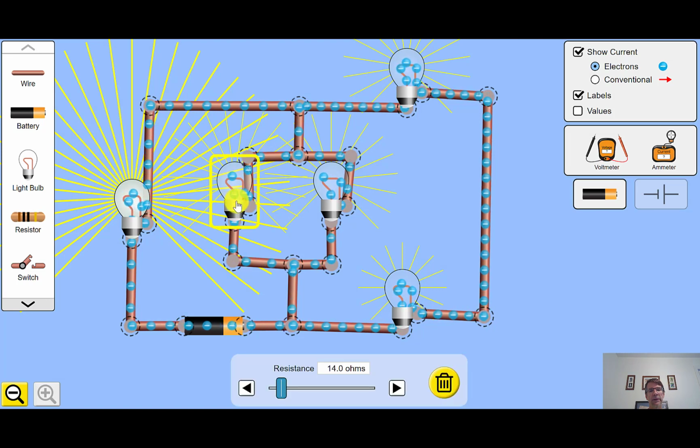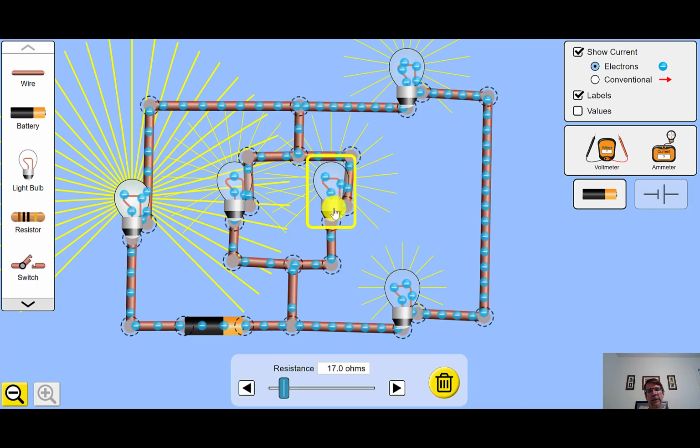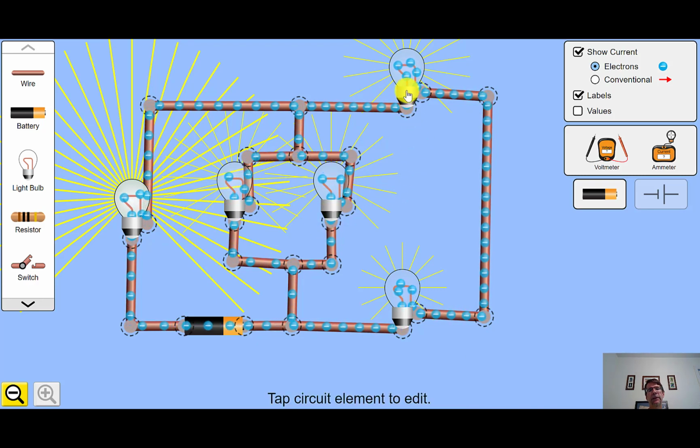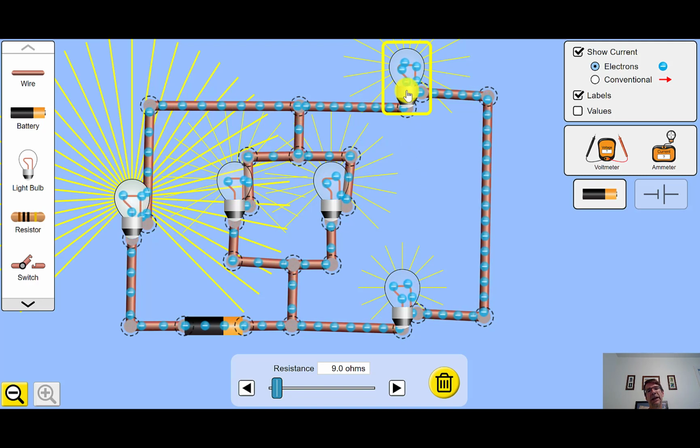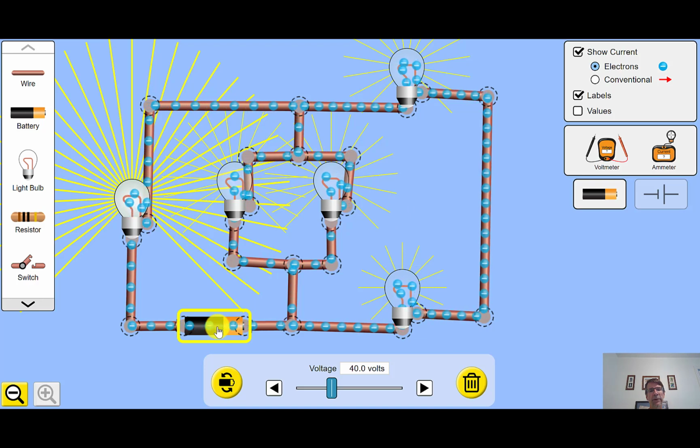This bulb is 14 ohms, like 13.8 I think it was in the worksheet. They won't let me put 13.8. This one's 17 ohms. This one, I had to do 9 ohms. They wouldn't let me do 8.5. Anyways, they're all set close. Then I set the battery to 40 volts. If I click on that, 40 volts.